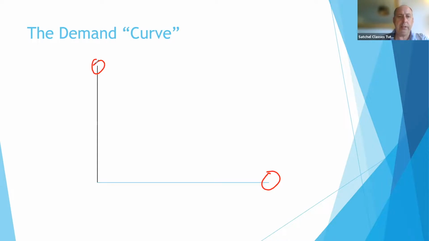So our next stage is we need to label this diagram. The bottom axis is labeled as the quantity and the y-axis on the side is labeled as price. We can now draw our demand curve into the diagram. Now, we can see it's sloping from left to right.